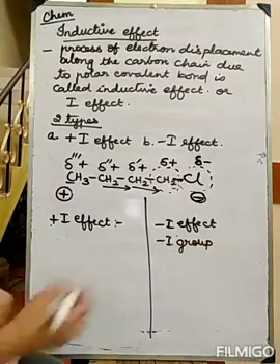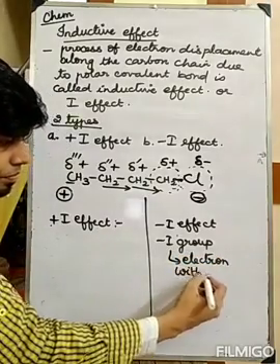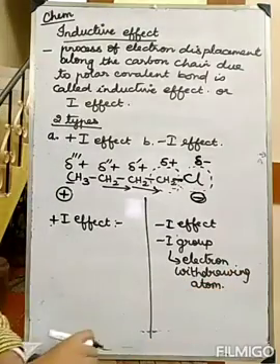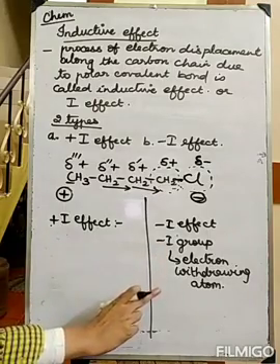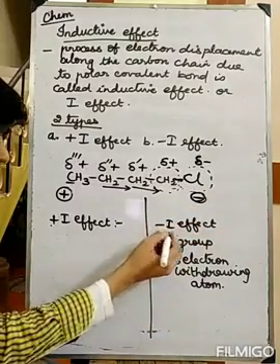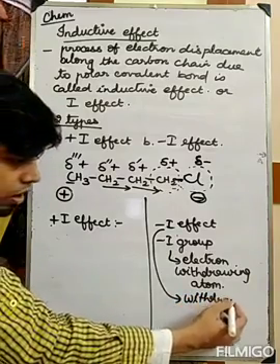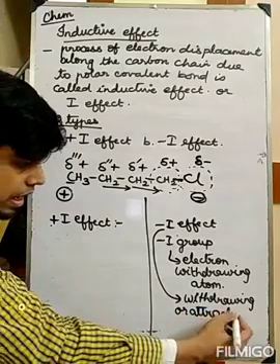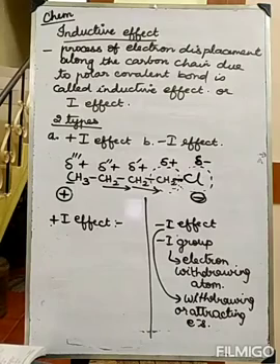Minus I group means the electron withdrawing atom. Electron withdrawing atom is called a minus I atom or minus I group. This process of withdrawing electrons is called minus I effect. Minus I effect means withdrawing or attracting electrons.